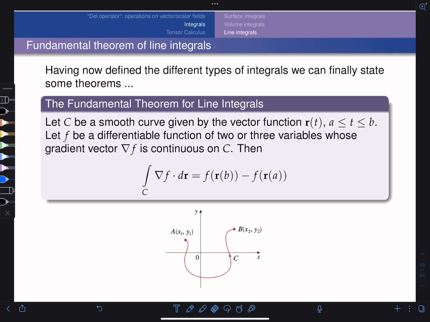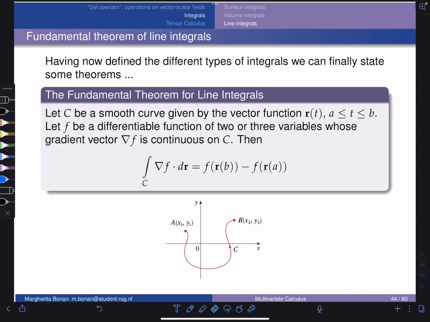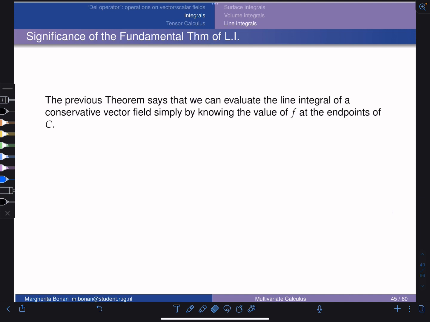And here we can have a drawing where the point A and the point B are the points of r evaluated at a or r evaluated at b. Now we're going to look at the significance of this theorem. So this theorem says that we can evaluate the line integral of a conservative vector field simply by knowing the value of f at the endpoints of the curve. Well, here we know that a conservative vector field is a vector field such that F can be written as the gradient of a function, and this means that the field is conservative.